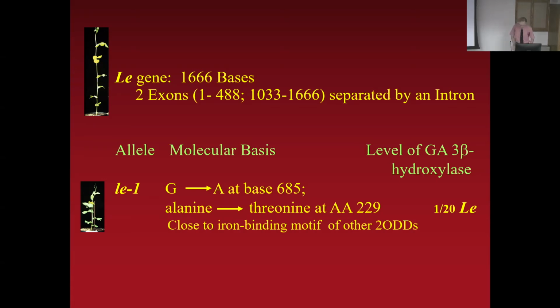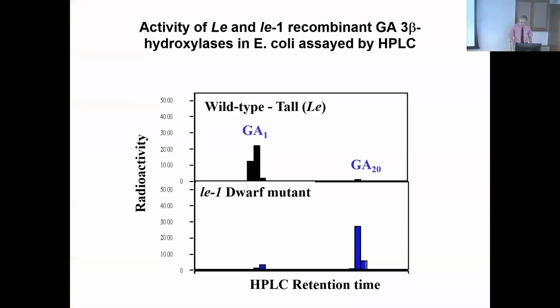And to show this, we then put the gene into the bacterium E. coli. E. coli doesn't normally make gibberellin, but when you put the gene in, it will take the GA20 and it will convert it to GA1.